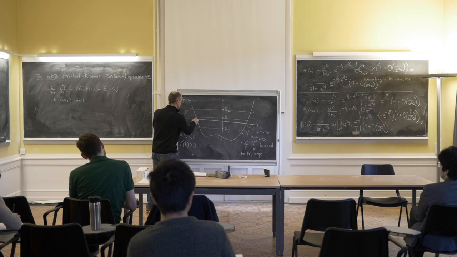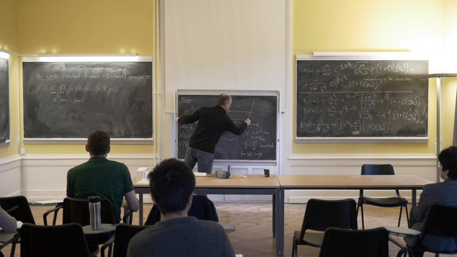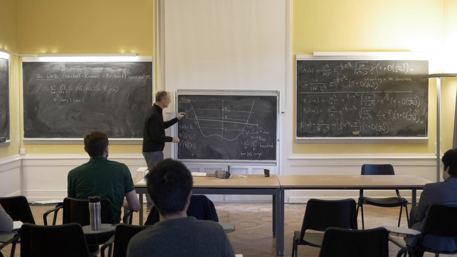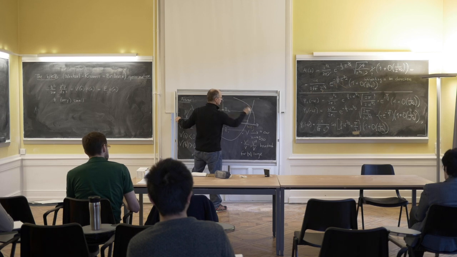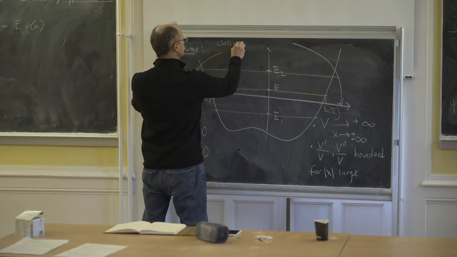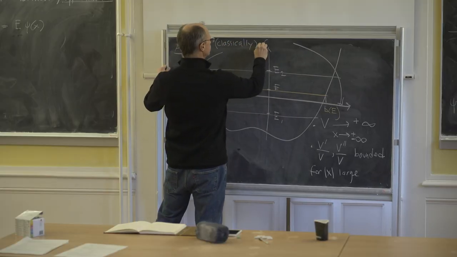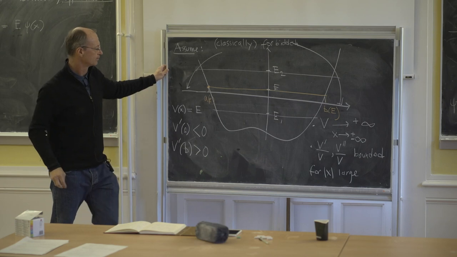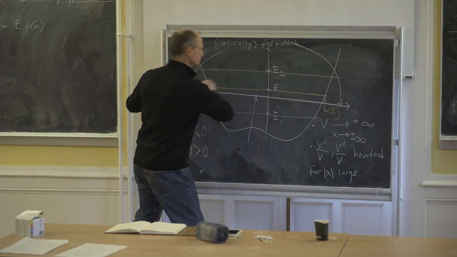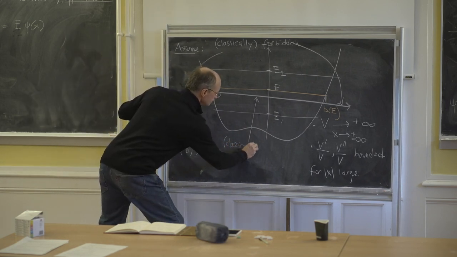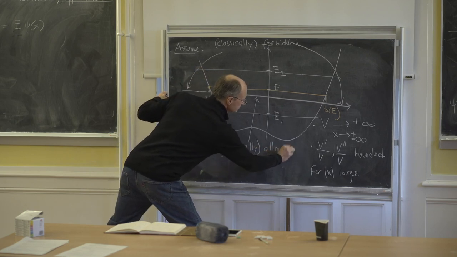Now, there is some physics terminology. We'll see what its meaning is in some minutes, but let's introduce it. The region to the left of A and to the right of B is called the classically forbidden region. And the region between A and B is called classically allowed.